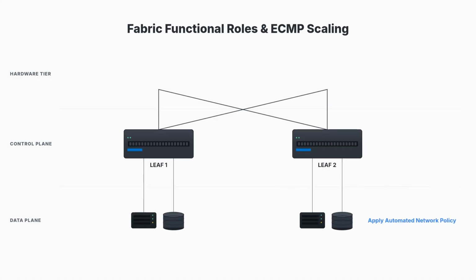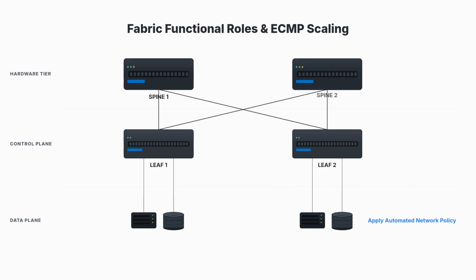Leaves connect endpoints and apply policy. Spines move traffic across the fabric. Leaf spine provides equal cost paths for scalability and resilience. With the basic fabric roles in place, the next step is understanding what the hardware names actually tell you.